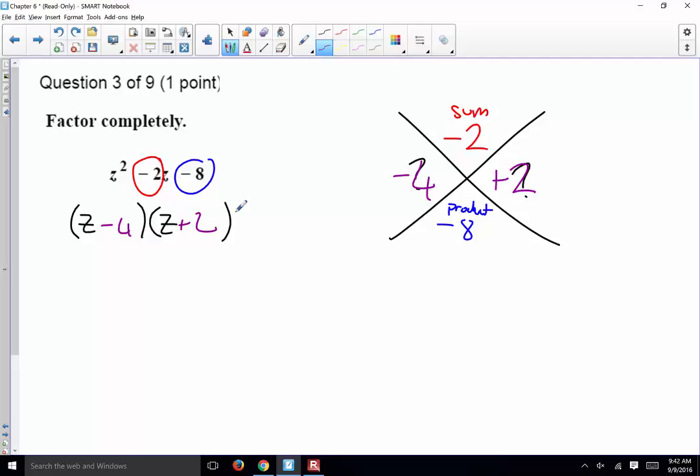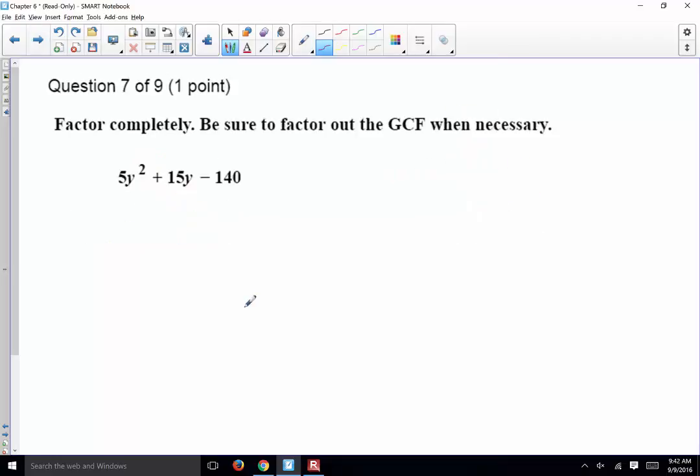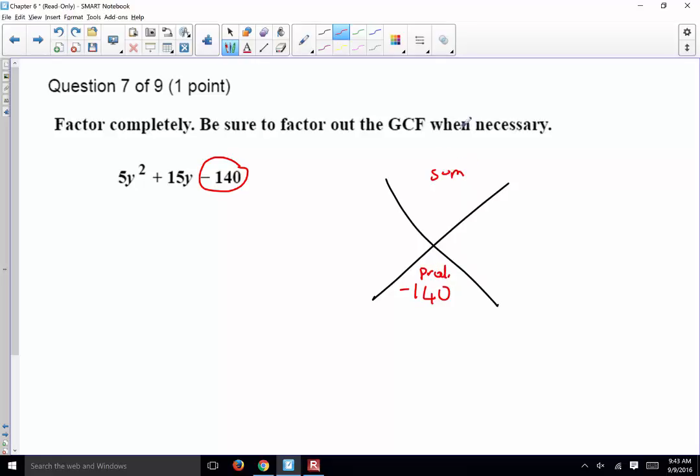Okay. All right, next. All right, I will assume I didn't see anything different. We will do the same thing here, right? The last number is -140. Product. And sum is, what is the sum? Plus 15. Tell me two numbers multiplying into 140 and adding to 15.